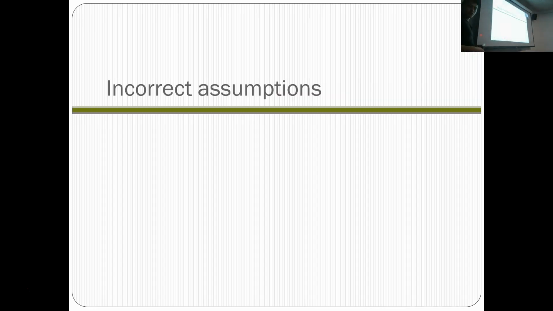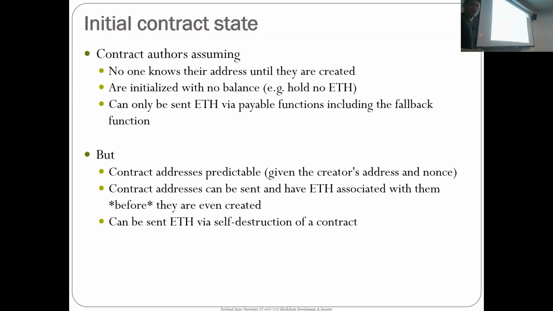Okay, another class is incorrect assumptions. These are the things that you're going to be doing for the next two labs. There are some assumptions that contract authors often make that are not true. The first one is that no one knows their address until they're actually created. When you are about to create a contract, you assume that the contract address is going to be random and no one's going to know it ahead of time.